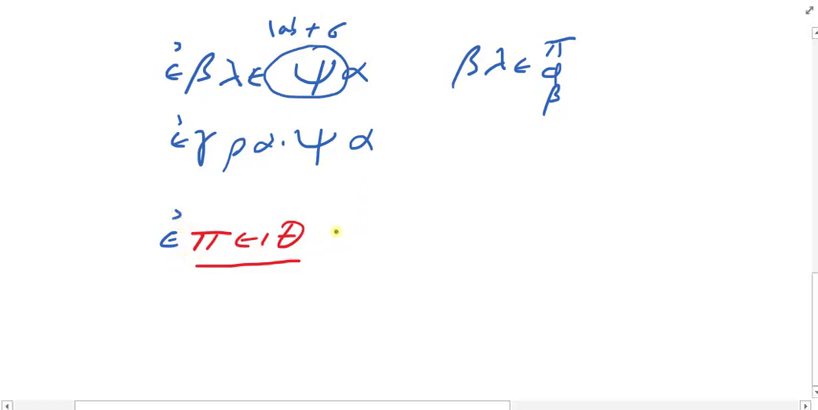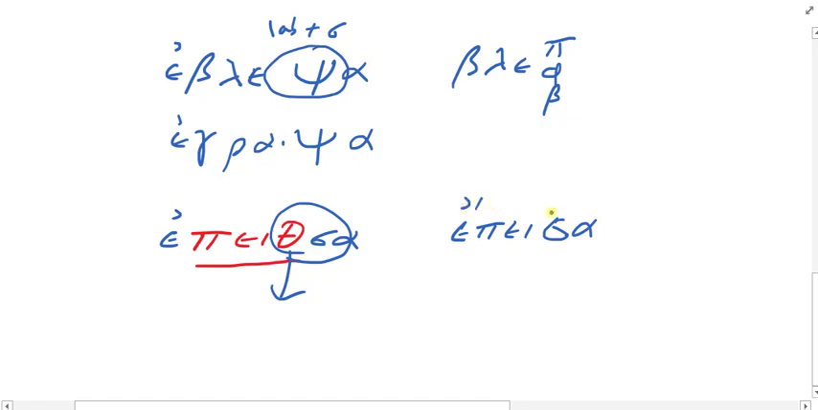And then I'm going to add sigma alpha. And then the theta sigma combination is going to yield what? Yes, theta is a dental, so it's going to fall out. So I'm going to be left with epesa. Okay? So epesa. So there you go. "I persuaded." All right? Everybody good? Happy? All right. Excellent.